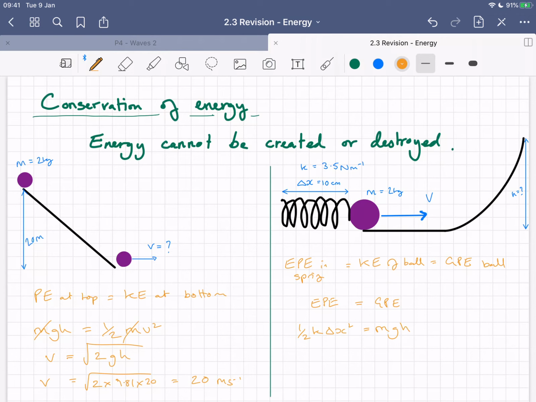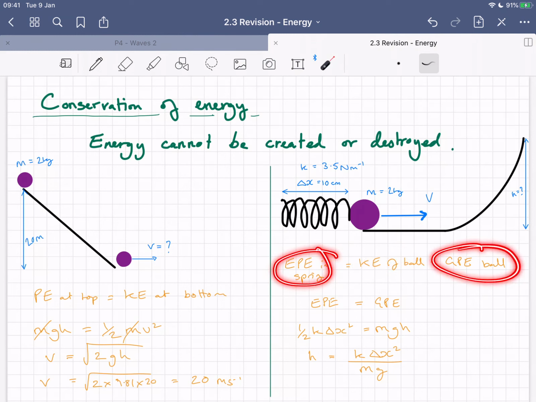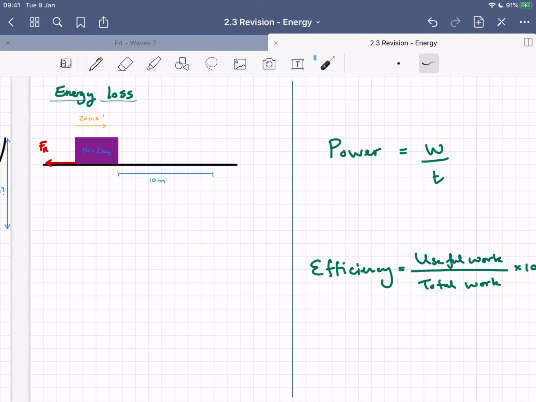So this time, less fortunate, my m's don't cancel out, so I'd have to rearrange it and put all the values in. What I end up with is that h is going to be equal to k times delta x squared, all divided by mg, and I would just sub all my values in to find what that height would be. My calculator's completely died now, so I'm not going to do this one. I'll let you work that out for yourselves. But just remember that because all the energy is transferred, we don't have to work out the middleman here. We can just see what energy will go from here and end up into here, and we can see what height it goes to.